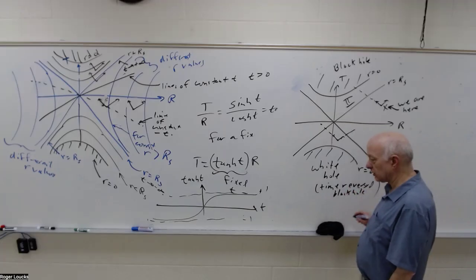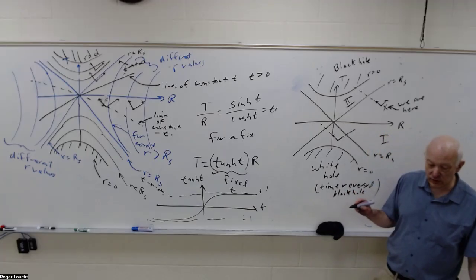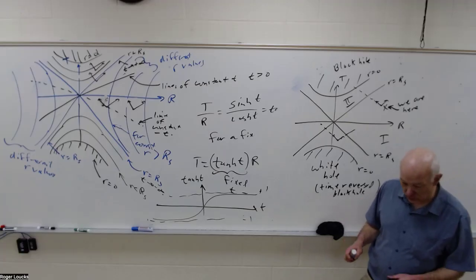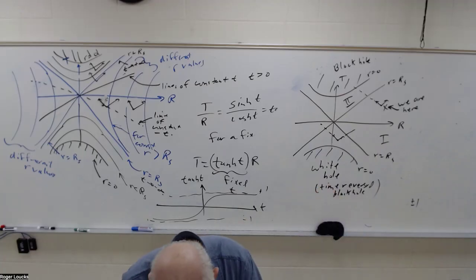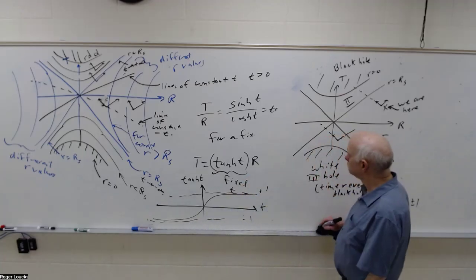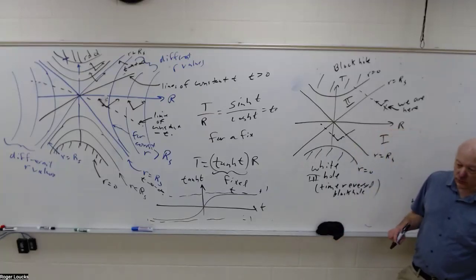Okay, what did we do? We assumed that we had that minus T symmetry, and the consequence of that is that we get a white hole. He calls this region region 3. But now we get something new. What else do we get?